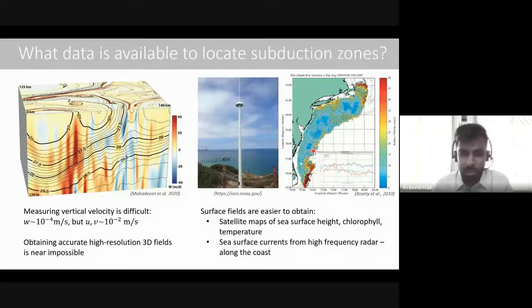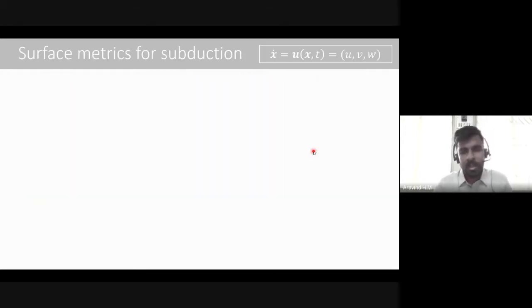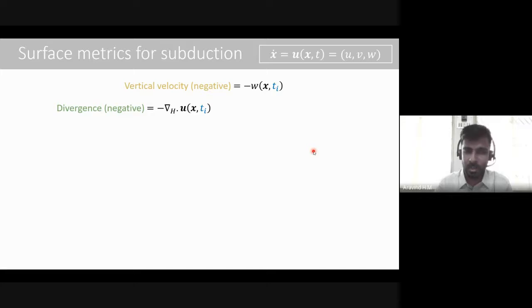Of course, since I was looking at models, I had access to whatever information I wanted about the flow fields. So the first metric that I considered was, of course, the vertical velocity. And since it's not really measurable in the ocean, I just use this as a barometer against which I can compare the other metrics that I consider. The second metric I considered was the horizontal divergence of the velocity field. Essentially, this only requires the u and v, the horizontal components of velocity, which can actually be measured in the ocean.